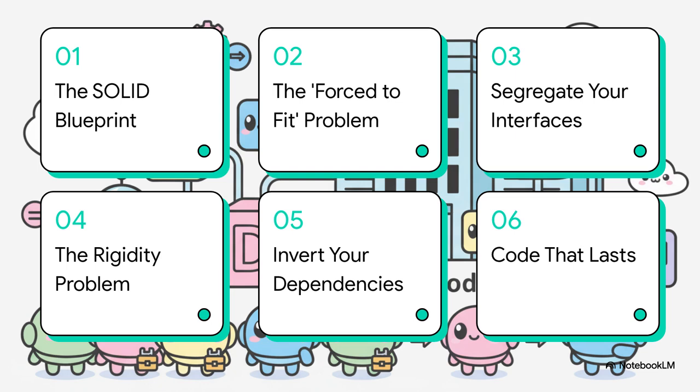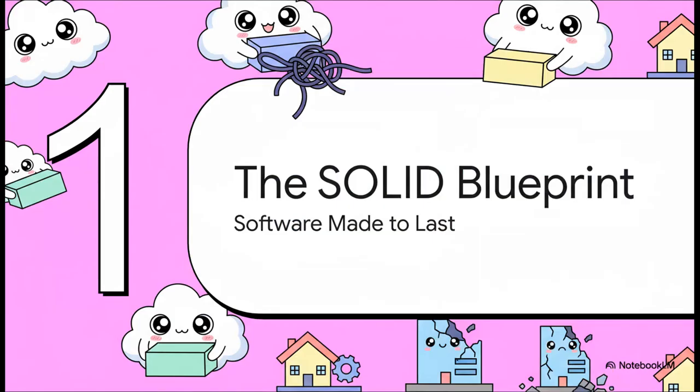So here's our game plan. We're going to start by looking at what I call the forced-to-fit problem and see how something called interface segregation is the perfect fix. Then we'll tackle the rigidity problem and learn how inverting our dependencies can basically set our code free. By the end, you're going to have 2 brand new tools in your belt to build code that really stands the test of time. All right, let's get into it. Our mission is clear: build software that lasts. So let's kick things off by digging into a really common problem that gets in the way of that.